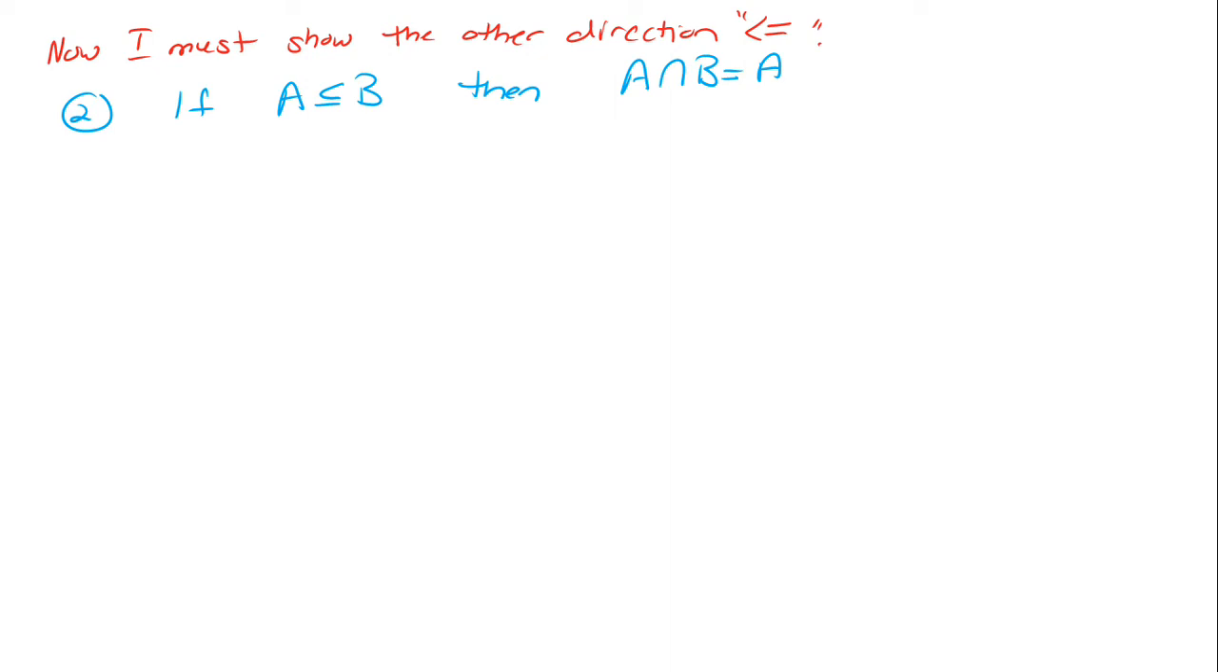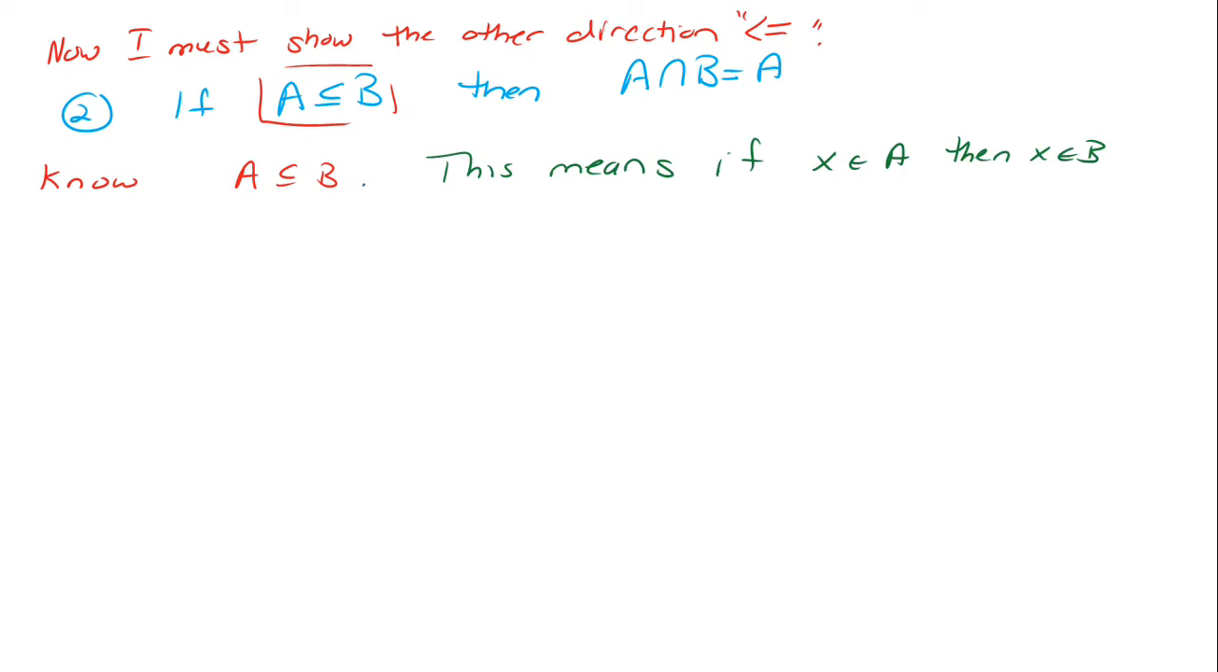Right, so I'm done with one direction. Now I have to show the other direction. If A, so I just copied and pasted that statement. If A is contained in B, then A intersect B is equal to A. So A is contained in B is what I know. I like to expand that out right away. That means that if X is in A, then X is in B. That's my nugget.